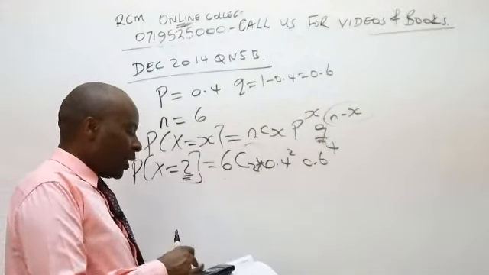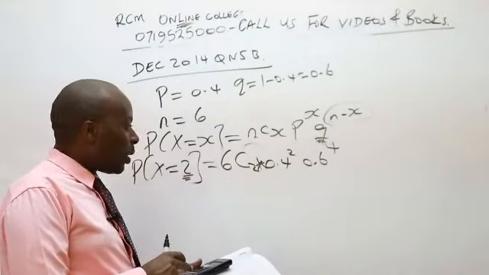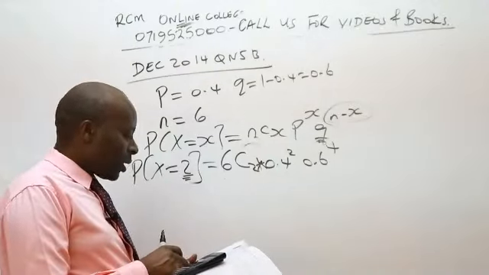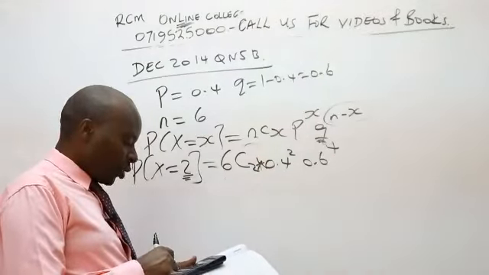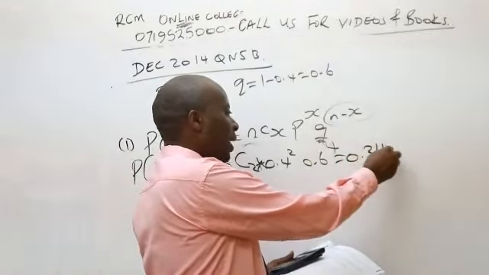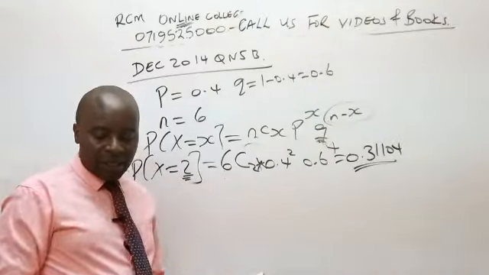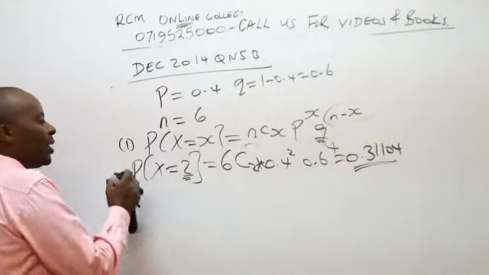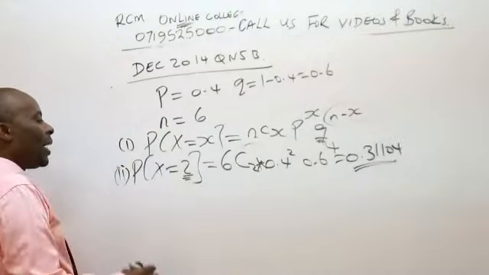So we have 6 combinations 2 times 0.4 raised to power 2 times 0.6 raised to power 4. So this at the end of the day gives me 0.31104. That is the answer. So Roman 2, we are done with it. Now we go to Roman 3.